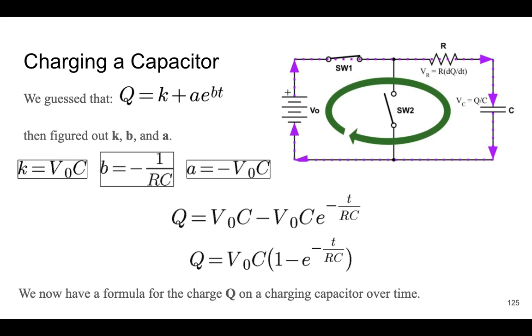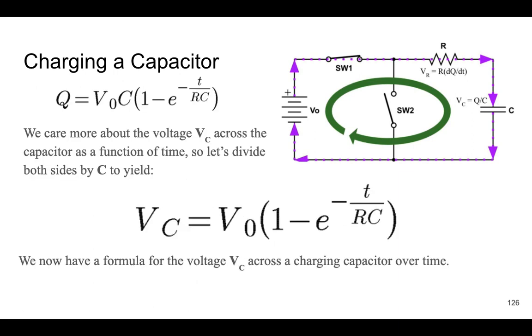We, however, are not really interested so much in the formula for the charge on the capacitor. We're going to care more about the voltage. So you use the Q equals VC idea, and you solve this and you get this equation. This is your equation for the voltage across a capacitor as a function of time when you've got a charging capacitor. So V sub C, the voltage across the capacitor, is equal to V naught, the voltage of the battery, times this term, 1 minus e to the minus t over RC.